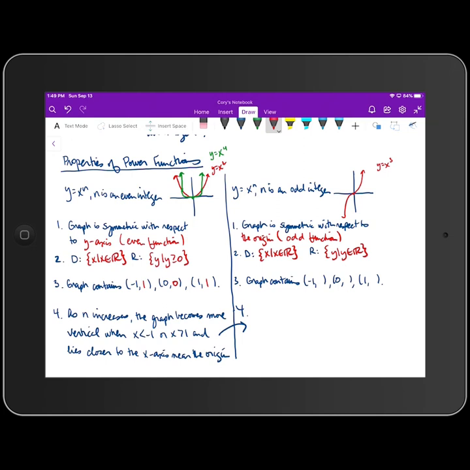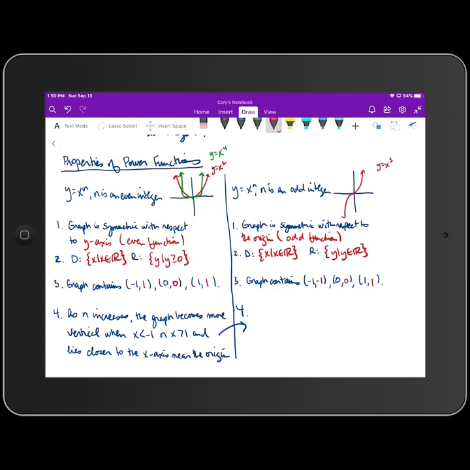Okay, if we want 3 points on the graph of that function, when I input -1 in the place of x, -1 cubed gives me an output of -1. When I input 0, 0 cubed gives me an output of 0. And then when I input 1, 1 cubed gives me an output of 1. So those are the 3 points on the graph of that function.